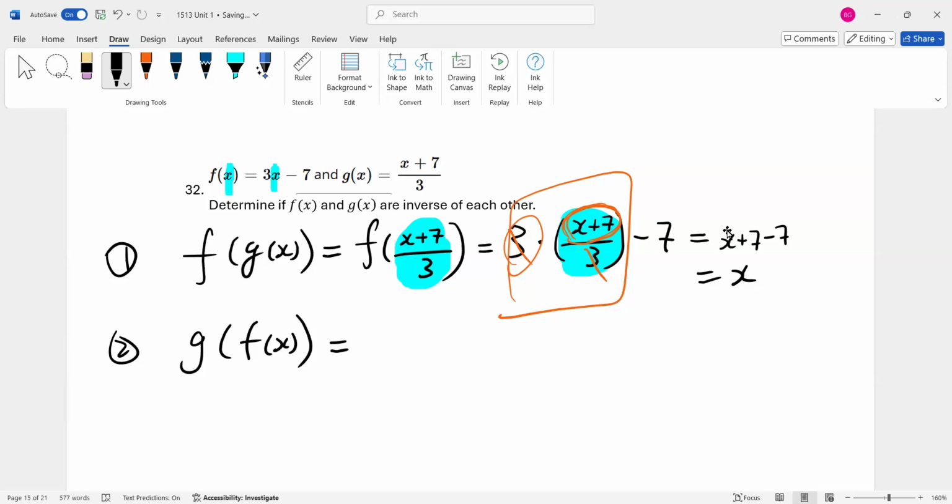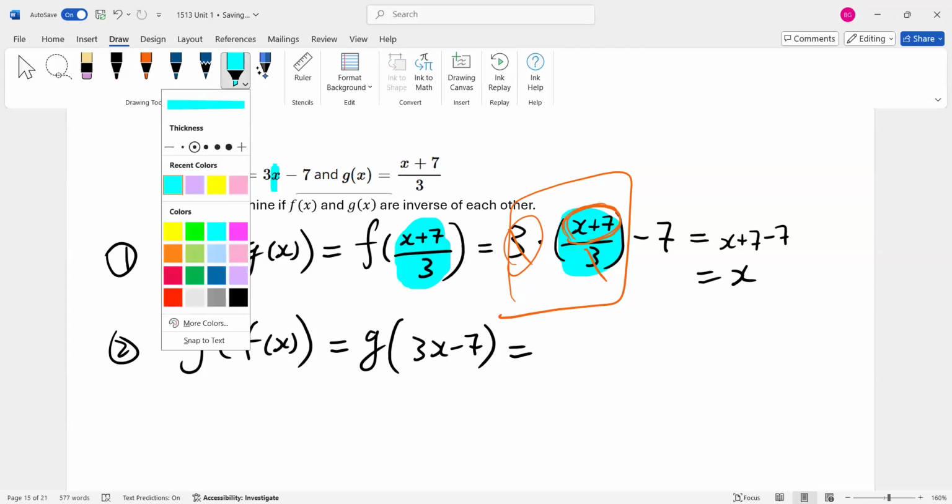This time f is the inside function, g is the outside function. Same as earlier, we get rid of the inside function first. The inside function is 3x minus 7. I'm going to color it as purple.